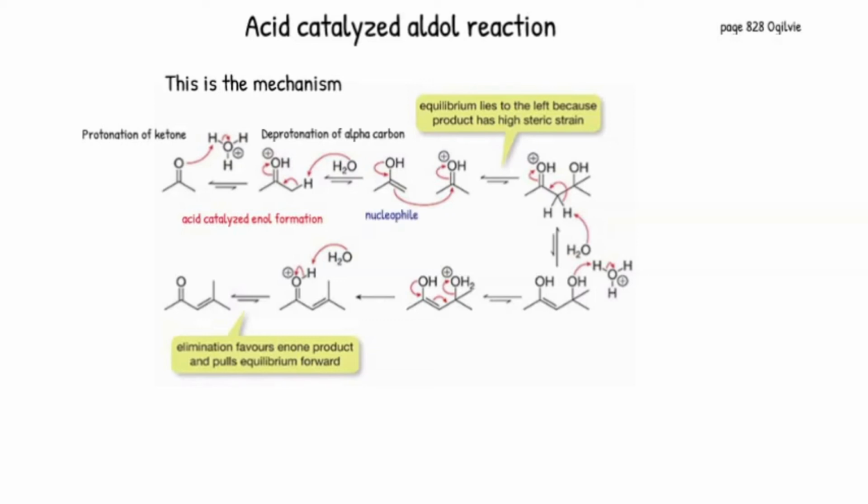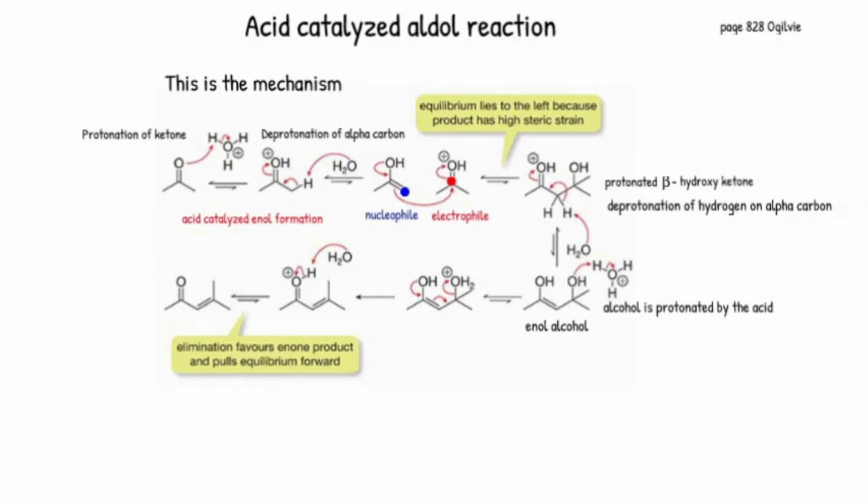The enol serves as a nucleophile at the alpha carbon, and the pi bond of the enol attacks the electrophile of an acid-activated ketone protonated at the oxygen. This produces a protonated beta-hydroxy ketone. Deprotonation of hydrogen on the alpha carbon gives an enol alcohol. It is the alcohol and not the enol that is protonated by acid. This gives a molecule where water is a good leaving group, and electron rearrangement produces the protonated enone, which is deprotonated by water to give the alpha-beta unsaturated ketone, the enone.